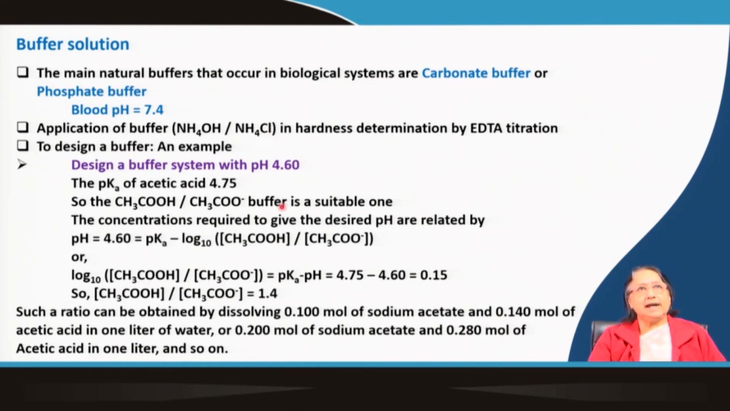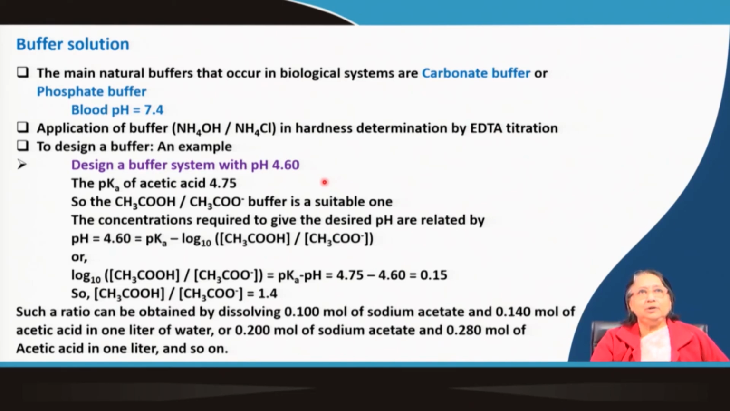Now, how to design a buffer? This is a very important thing. To design a buffer, we have given one example here. Say I need a buffer solution and I need to keep the pH in this range. So, I need a buffer solution of pH 4.60. Now, there are so many buffers; we can choose different acids, different bases, different salts also. How can we decide which one we will use for our purpose?